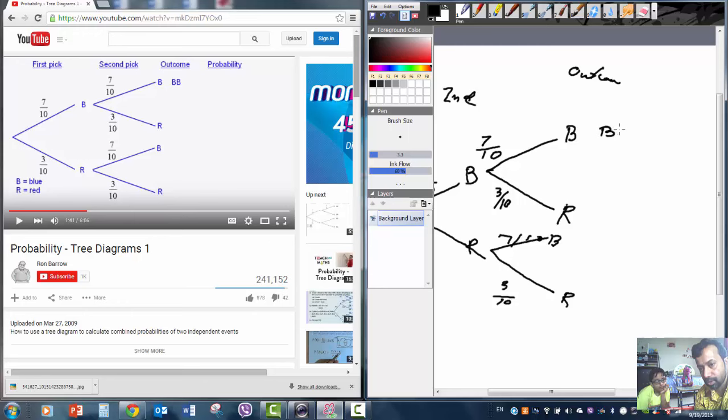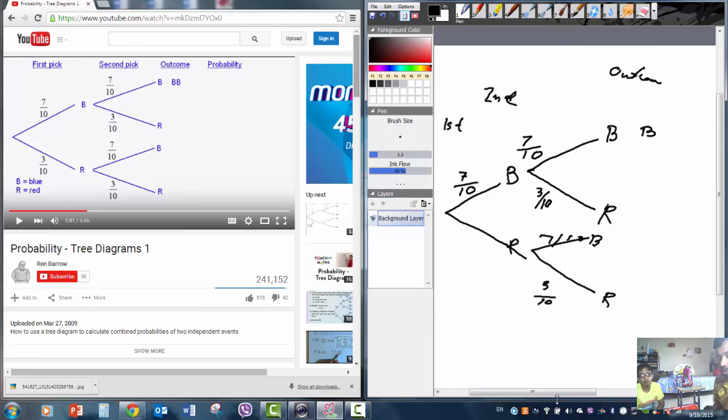By the way, what would be the outcome of the first pick and the second pick here? Do you know what would be the outcome? No. Outcome means you have already picked them up in the first pick, you picked them up in the second pick. Now we're talking about total outcomes. There can be blue, blue, blue, red, red, blue. Tell me what's going to be here. Red.